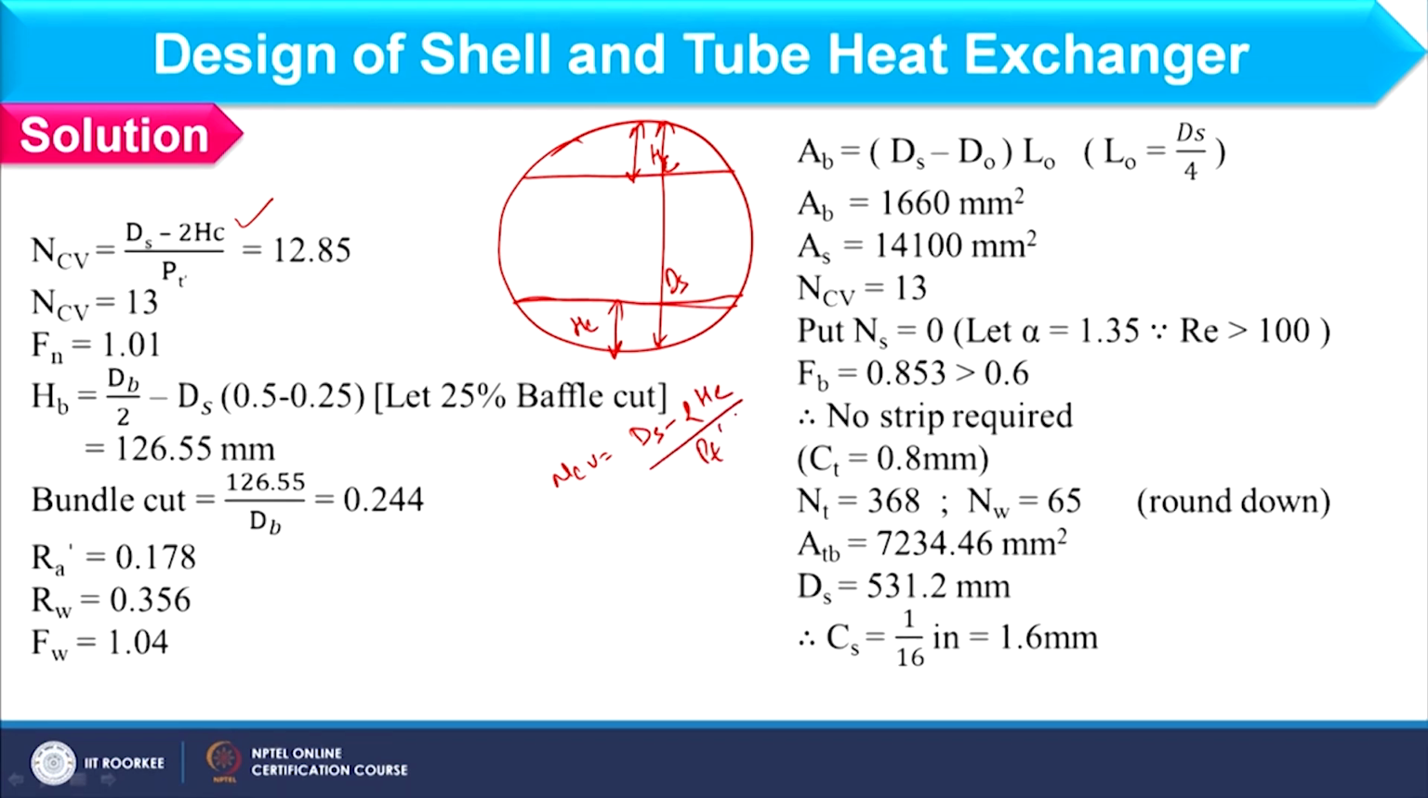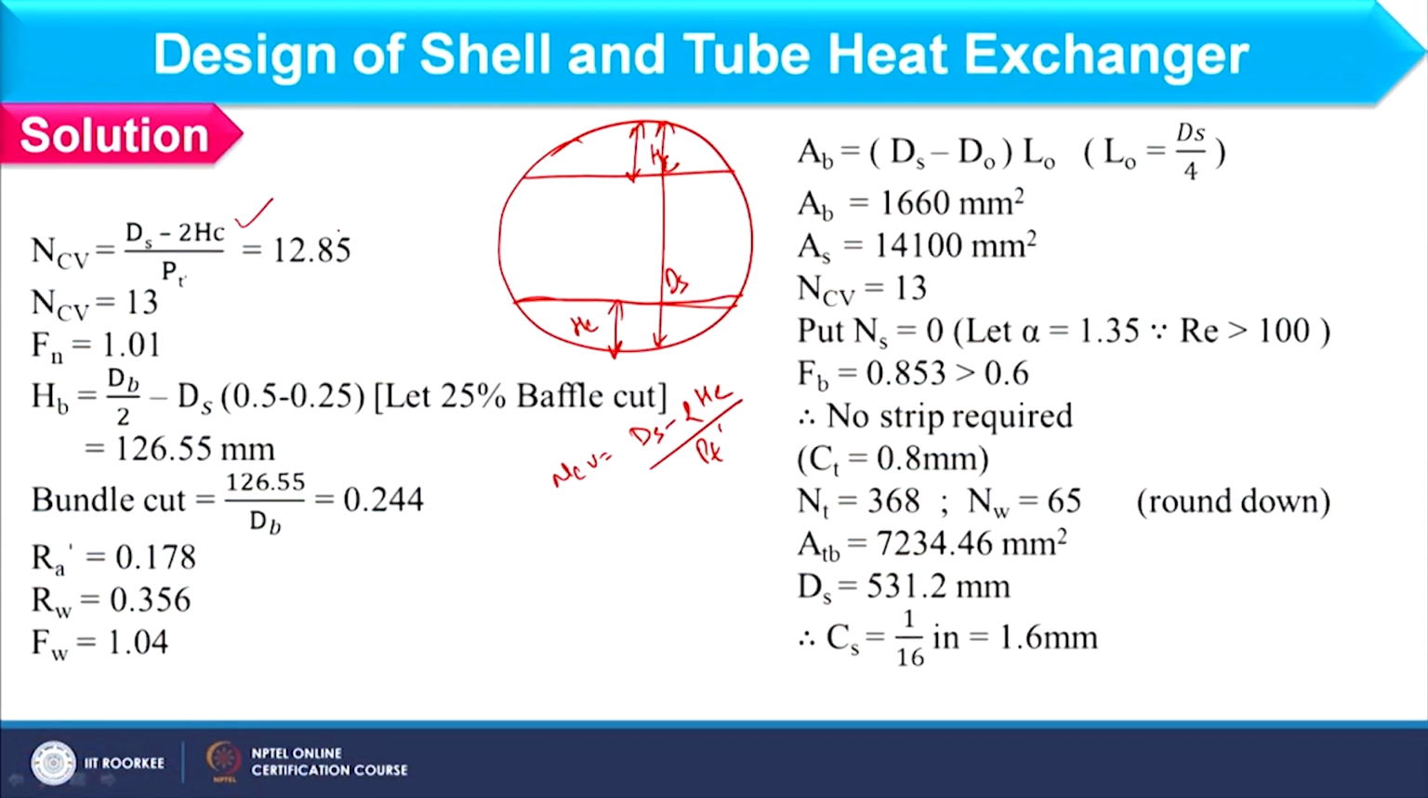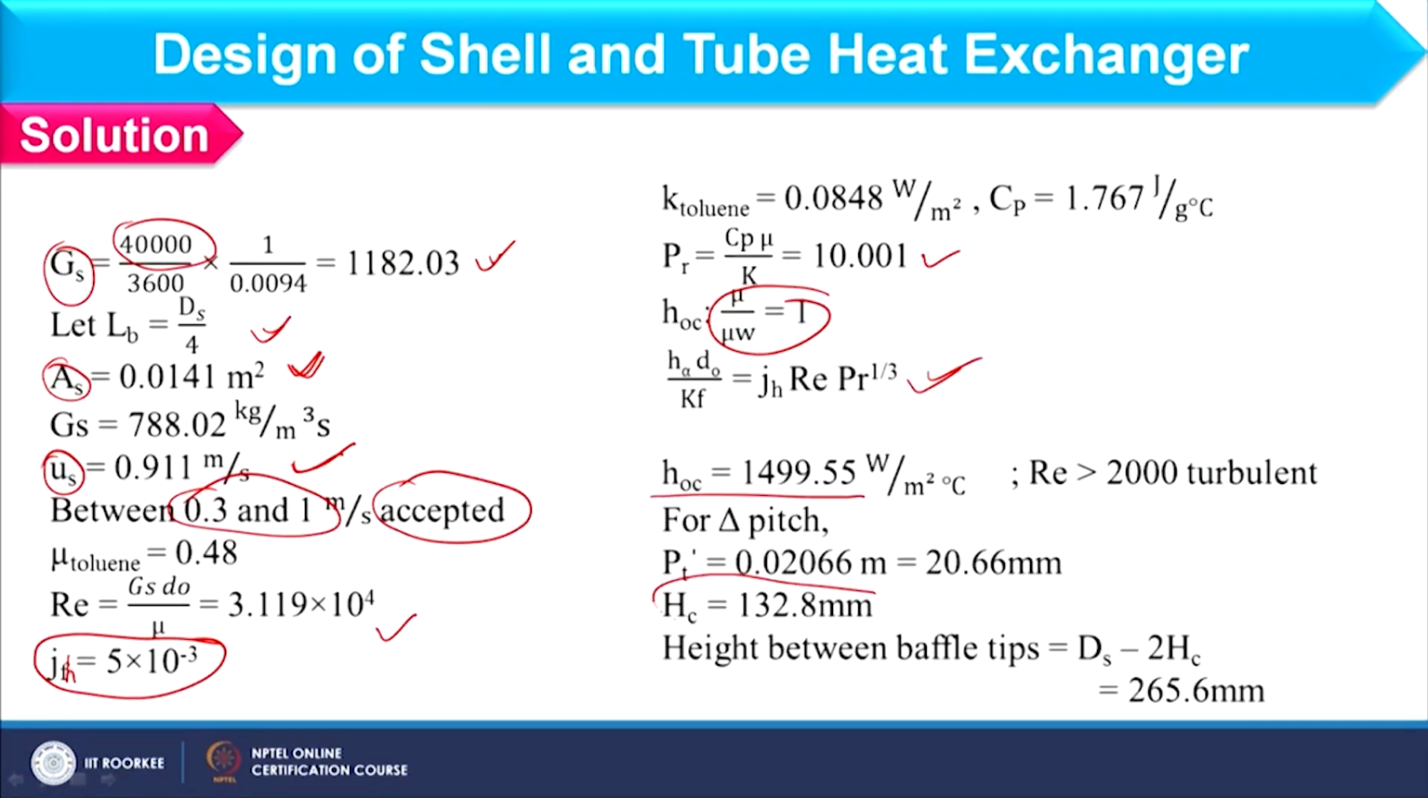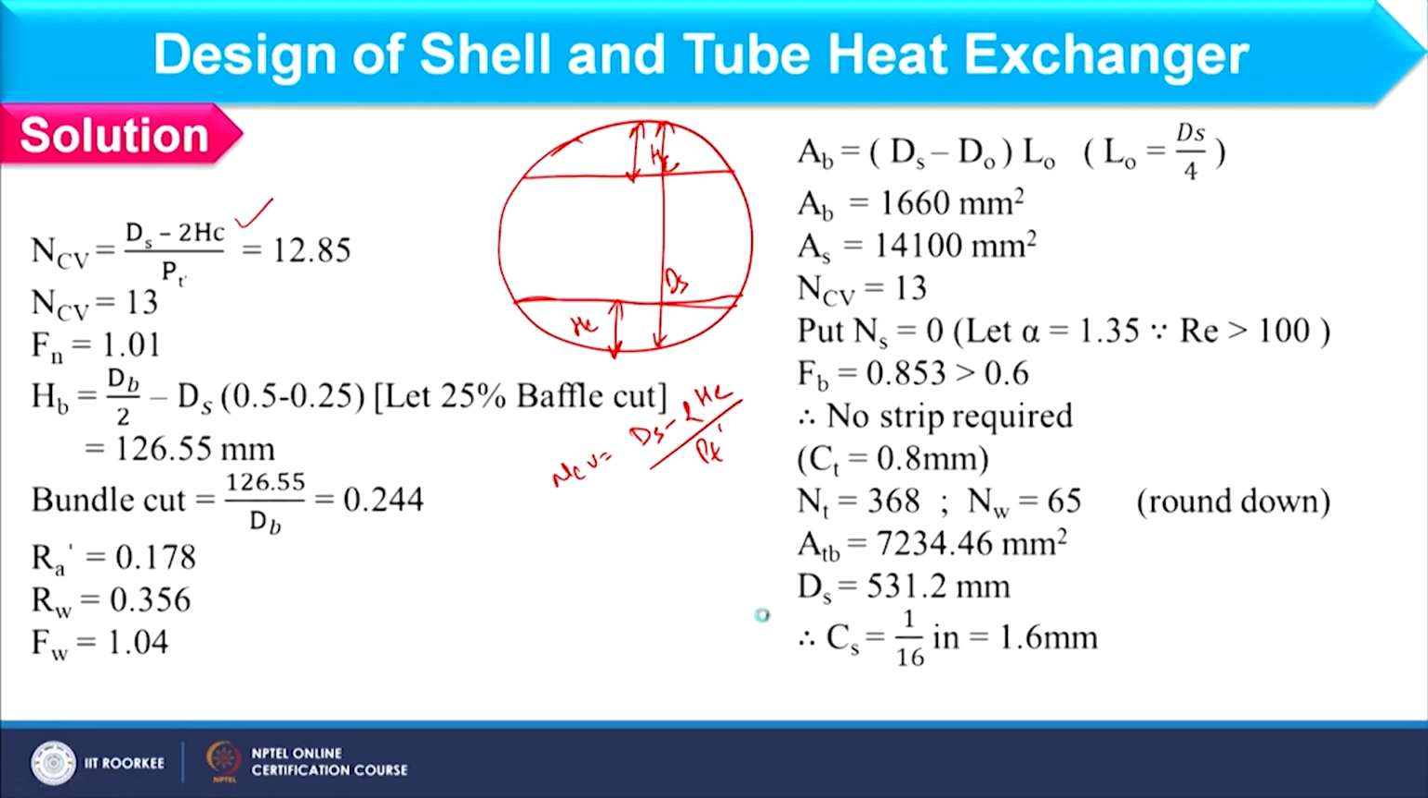So, that I can find as ds minus 2 Hc by Pt dash. So, both formulas will be applicable, either you use dB minus 2 Hb by Pt dash, or you can use ds minus 2 Hc by Pt dash. In both ways we can find the same NCV value, right. So, considering these parameters, because I already know ds, I also have calculated the Hc value, which is 132.8. So, considering all these values, we can find out NCV as 12.85, which should be rounded up, and the final value of NCV I am considering as 13.